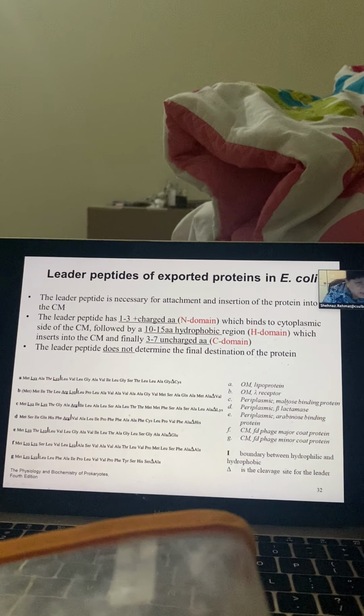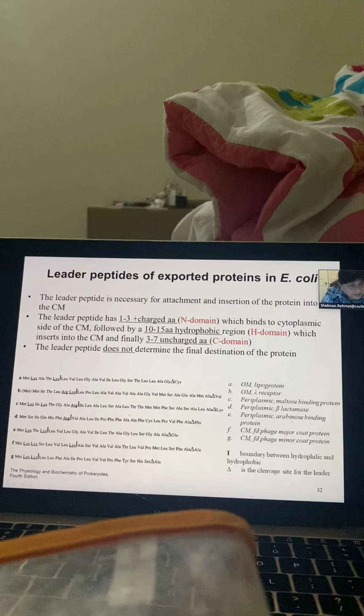So definitely all these proteins are from E. coli. Their leader peptide has 1, 2, 3 positively charged amino acids. This will be the N domain of it, which binds to the cytoplasmic side of the cytoplasmic membrane. And then after these charged amino acids, there is a string of 10 to 15 amino acids that are hydrophobic, which we will call the H domain, which inserts through the cytoplasmic membrane. And finally, the 3 to 7 uncharged amino acids, which will be the C domain. So you see these commonalities in here.